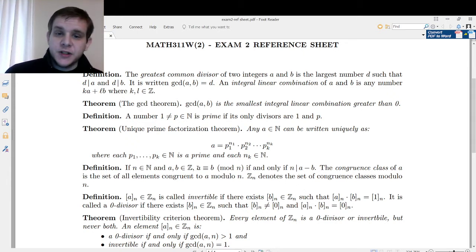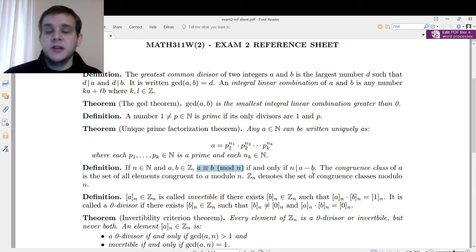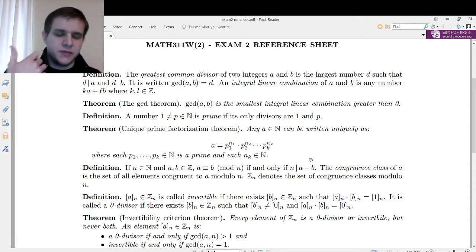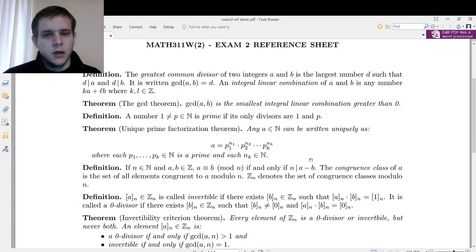So our formal definition was that A is congruent to B mod n, if and only if the modulus n divides the difference of A and B, which, if you expand this out, is just saying that B is A plus some multiple of n, or vice versa, A is B plus some multiple of n. So it's symmetric, transitive, and what's the last one? Reflexive. So it's an equivalence relation, and the equivalence classes are called congruence classes in this case.